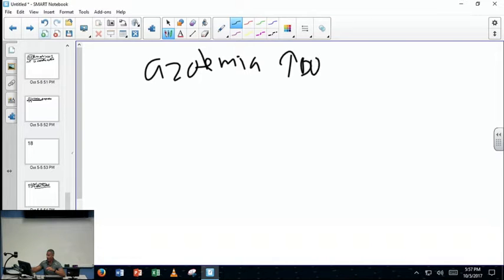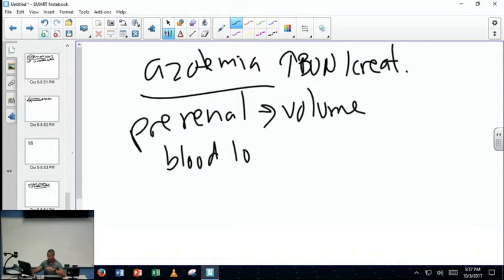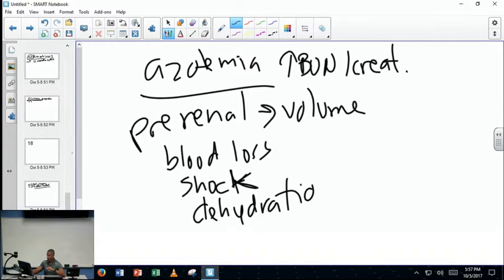So azotemia meaning elevation in BUN and creatinine. So prerenal is volume, blood loss, shock, dehydration. Okay, you guys get the point.